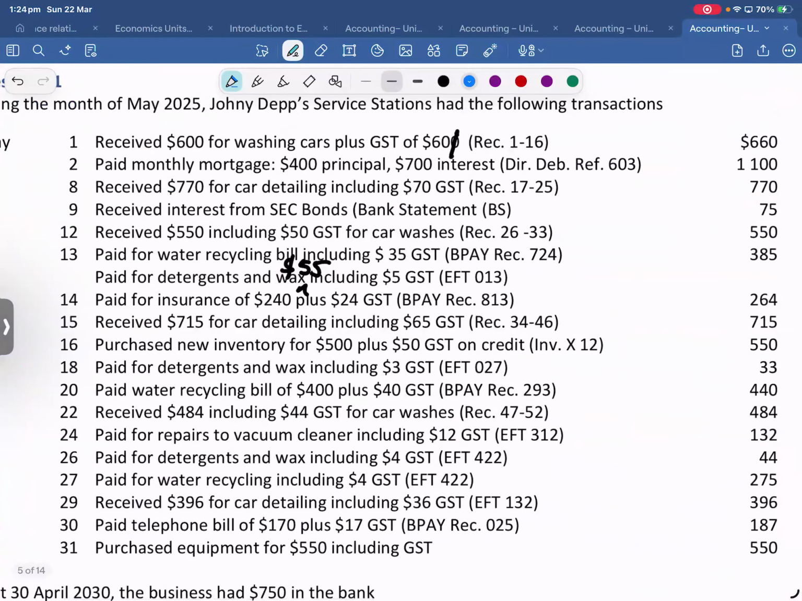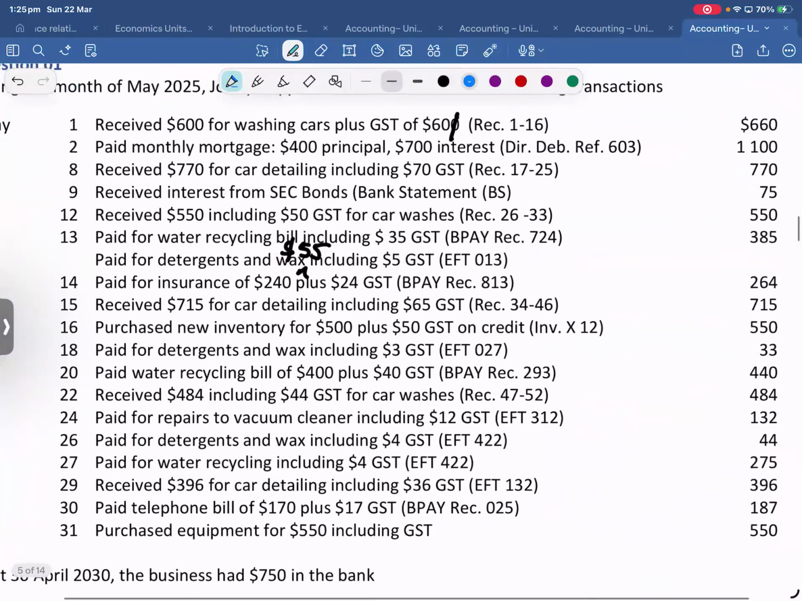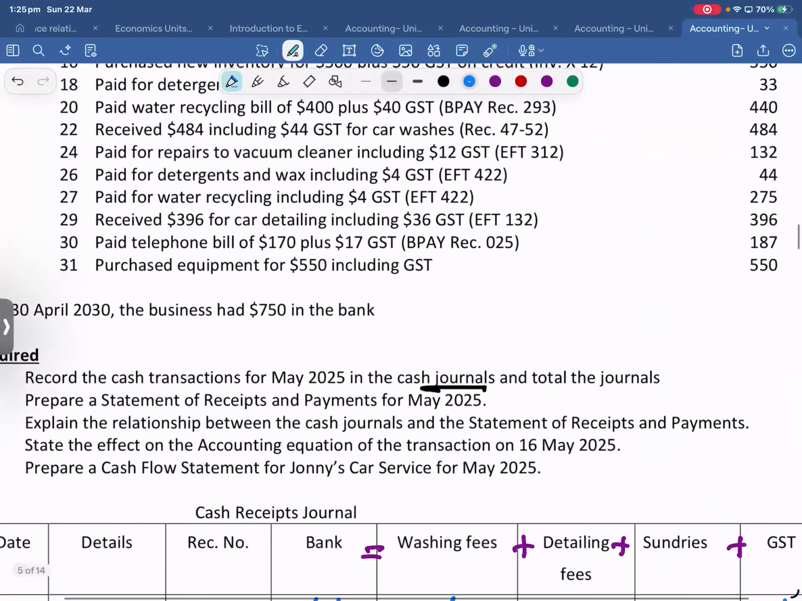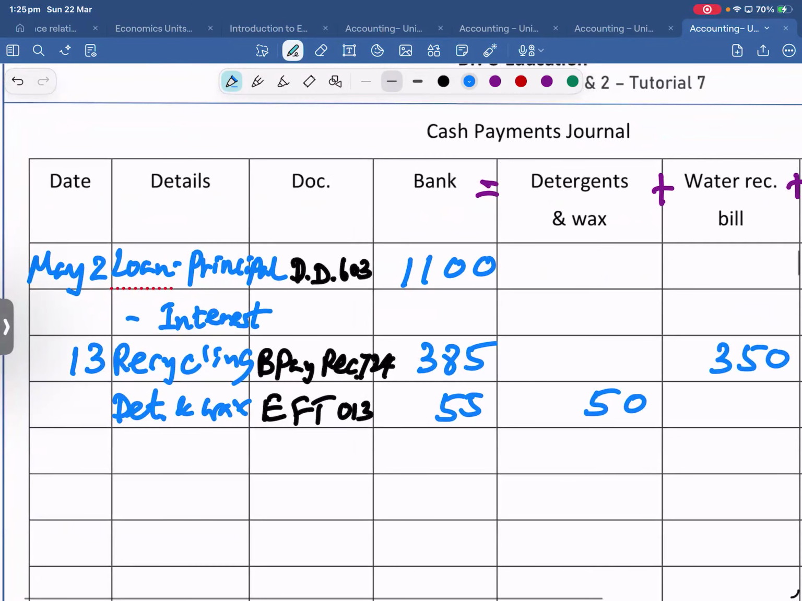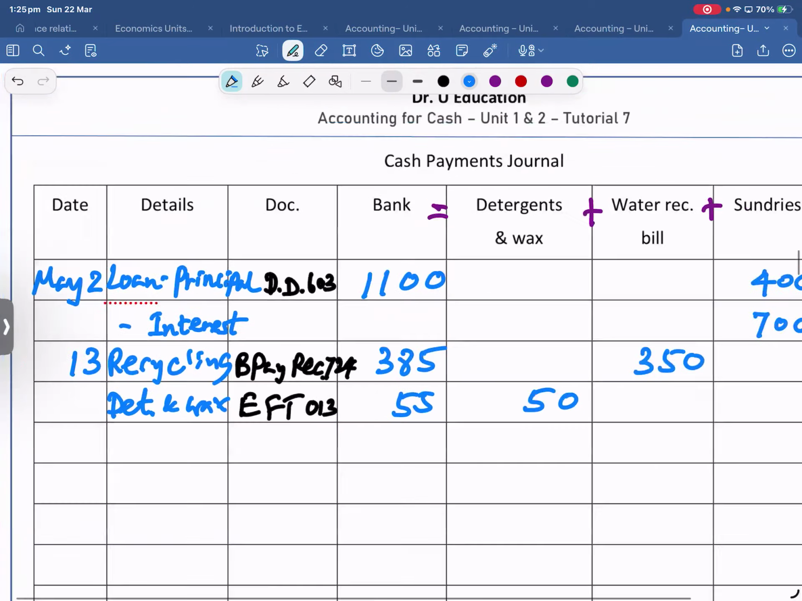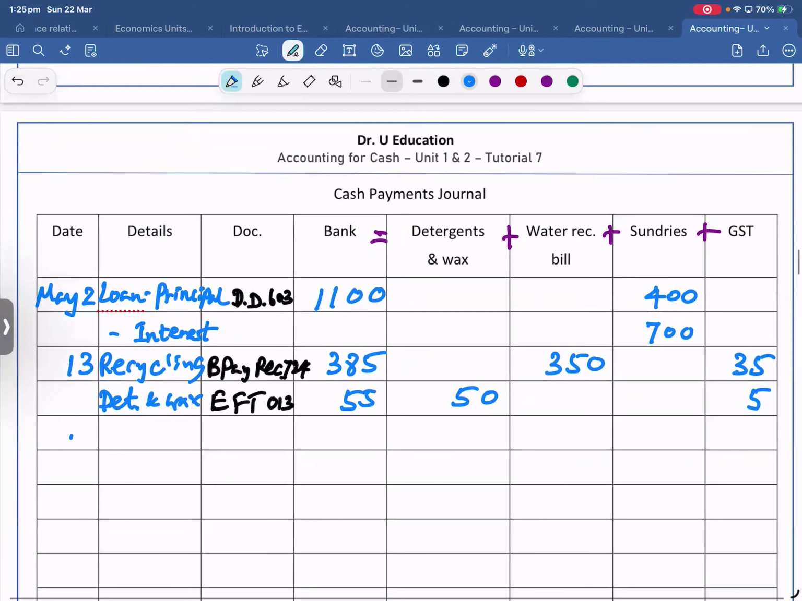Right. Next one, paid for insurance $240 plus GST, $264. Right. Then where do we record it? Payments journal, 14th. Now we see in this one, because it's the same day, you don't have to repeat the day. You don't have to write again 13, right? Okay, then this one is going to be 14th.